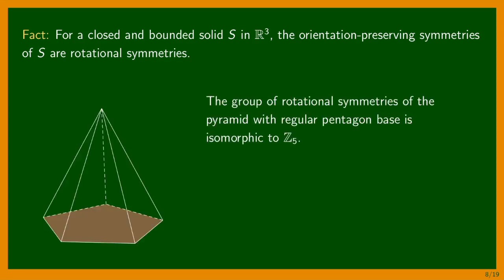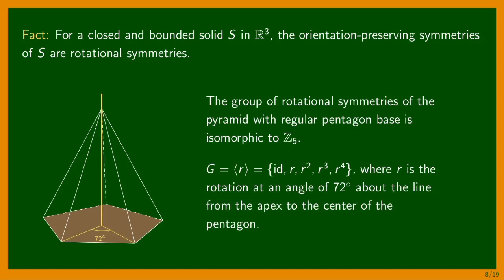Halimbawa ito, tingnan nyo yung pyramid na ito. Yung pyramid na ito ay may base na pentagon, regular pentagon actually. Kasi ito yung apex niya, meron tong 5 rotational symmetries. And ano yung 5 na yun? Ito yung isa. I-rotate mo ng 72 degrees about this axis. 72 degrees. Tapos, pwede ka rin mag-rotate ng 72 degrees, 144 degrees, yun yung r squared.